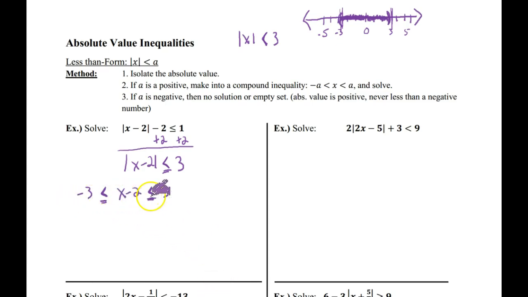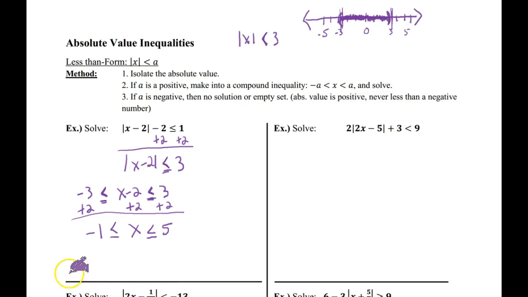Now we've solved this kind of inequality in previous videos. I want to get x alone, so I add 2 to all my sides, to each section of my inequality. Negative 3 plus 2 is negative 1, less than or equal to x, less than or equal to 3 plus 2, which is 5. So now I know x is between negative 1 and 5.